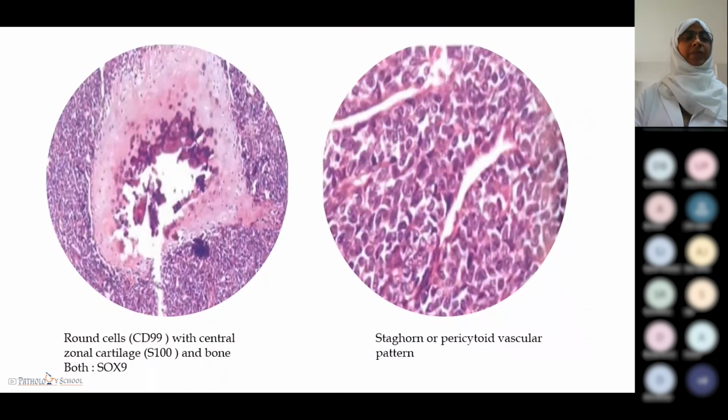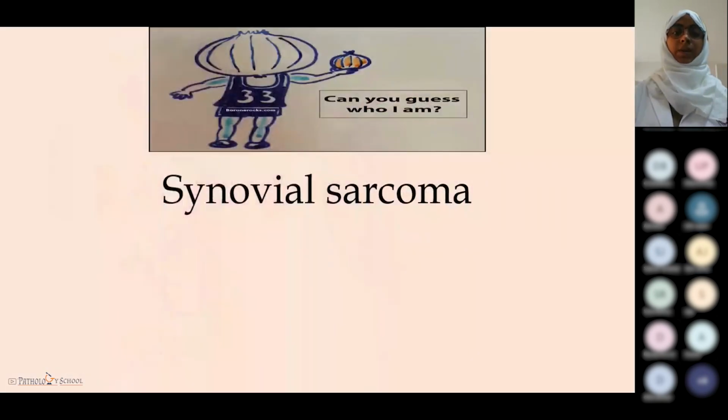Microscopy shows round cells which are CD99 positive, and the cartilage in the bones will show S100 positivity. The characteristic pericytoid vascular arrangement, that is, the cells are arranged around the vessel. So they were previously called hemangiopericytoma-like tumors, but now they have been given the name mesenchymal chondrosarcoma.